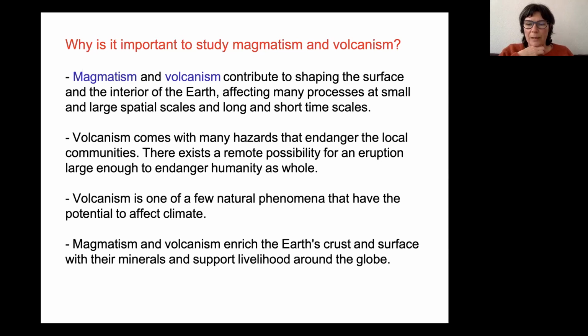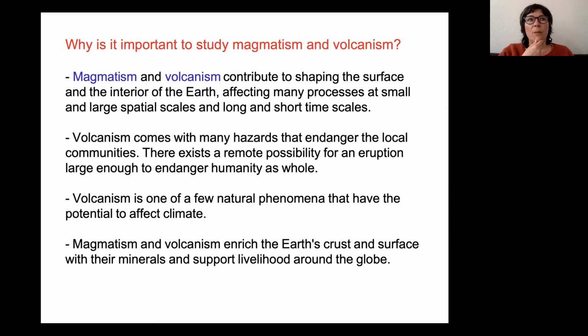And then finally, magmatism and volcanism enrich the Earth's crust and surface with their minerals and support livelihood around the globe. So there are many resources that are brought to us from the volcanoes. And it is interesting to know how these resources accumulate, how they also heat, because heat is a very big resource, especially nowadays when we need alternative sources of energy. They also have a relation with oil, they have a relation with mining, so it's good to know.